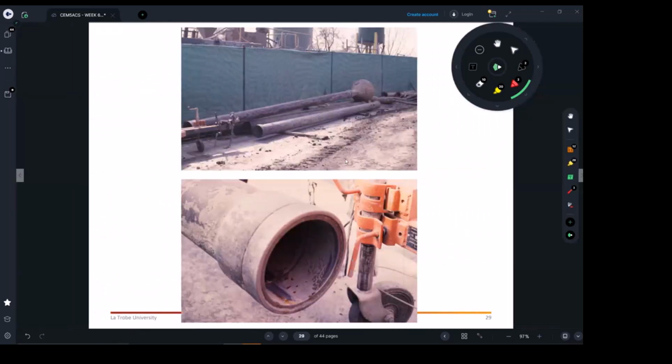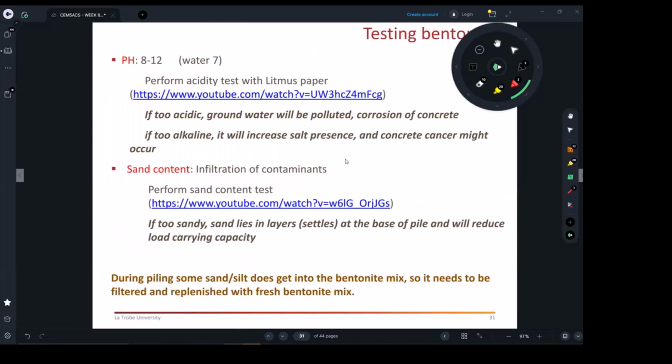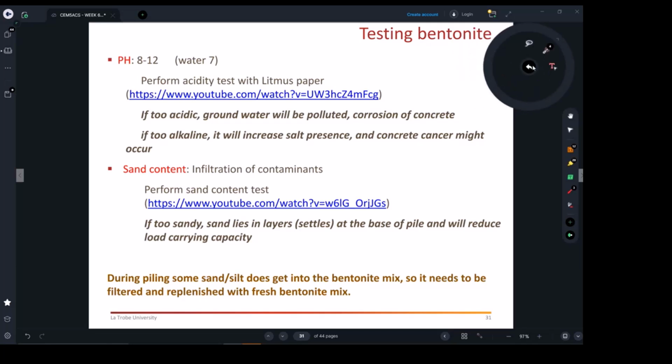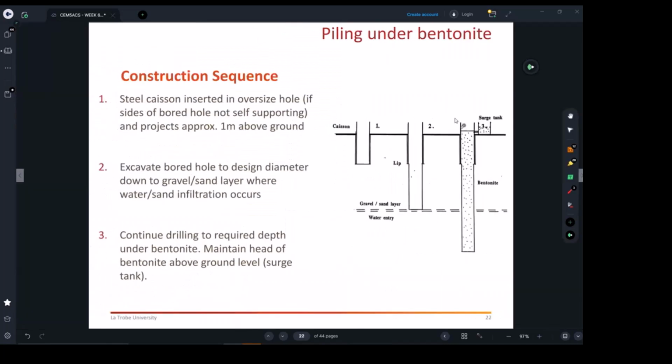Basically, it's the tests. As I said to you, after you collect the used bentonite, we have to test it, and there are a number of tests we do. There is a very nice video clip which shows you real engineers how they do the test for the bentonite to make sure its sand content, for example, is acceptable, so that we can keep using that bentonite, and also to make sure that the bentonite is the only product staying in the hole.